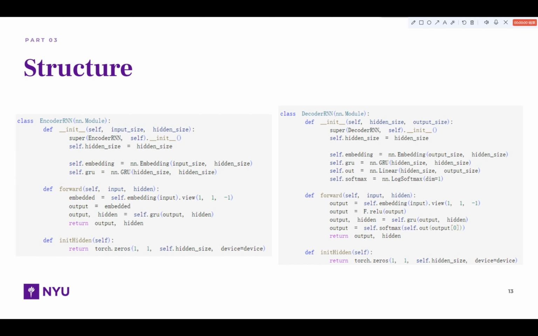The next part is the coding of our structure. On the left-hand side is an encoder RNN, which has two layers, an embedding and a GRU. I chose GRU because for our task, we would input a sentence of tens of words. If the model can decide to forget or to remember the information from the previous words, it would be better for the training process.